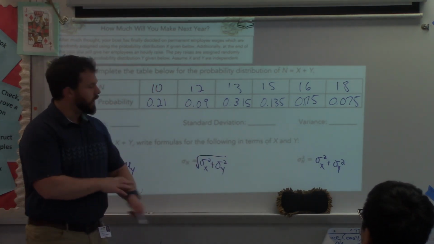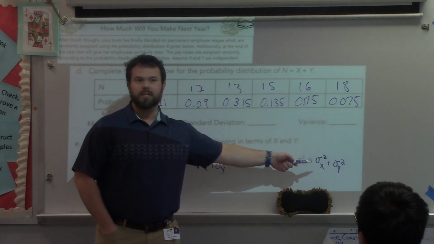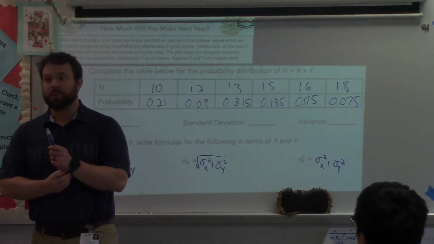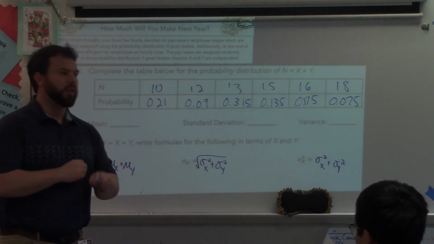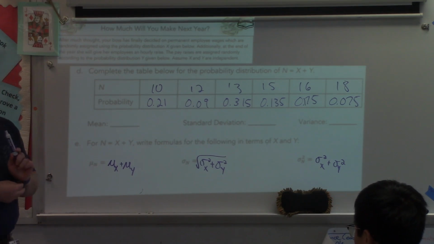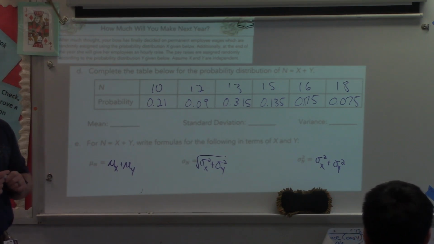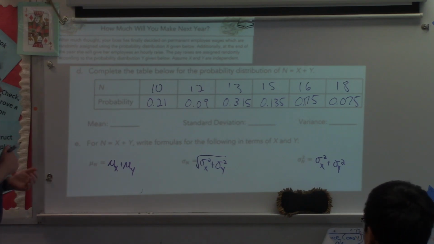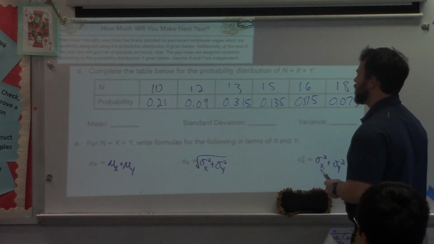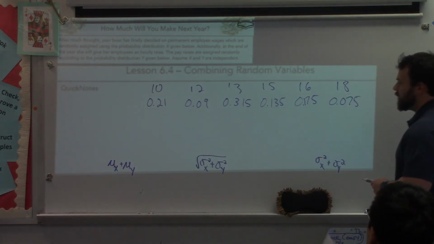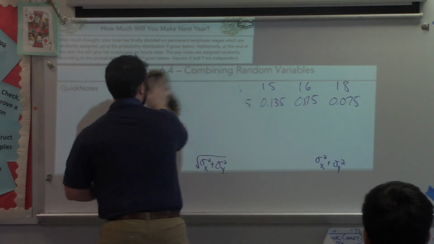Does anyone remember what I told you to help this kind of sink in and stick? Pythagorean theorem. That is the Pythagorean theorem, right? There's this idea that the Pythagorean theorem is at play when you have 2 random variables like that, and it does play when you have more random variables. And so we got to here, combining random variables, quick notes.